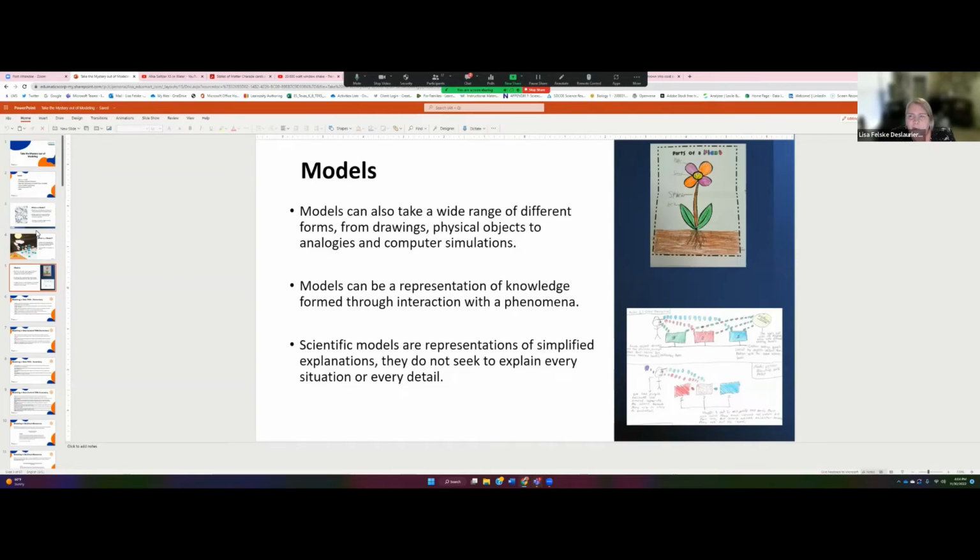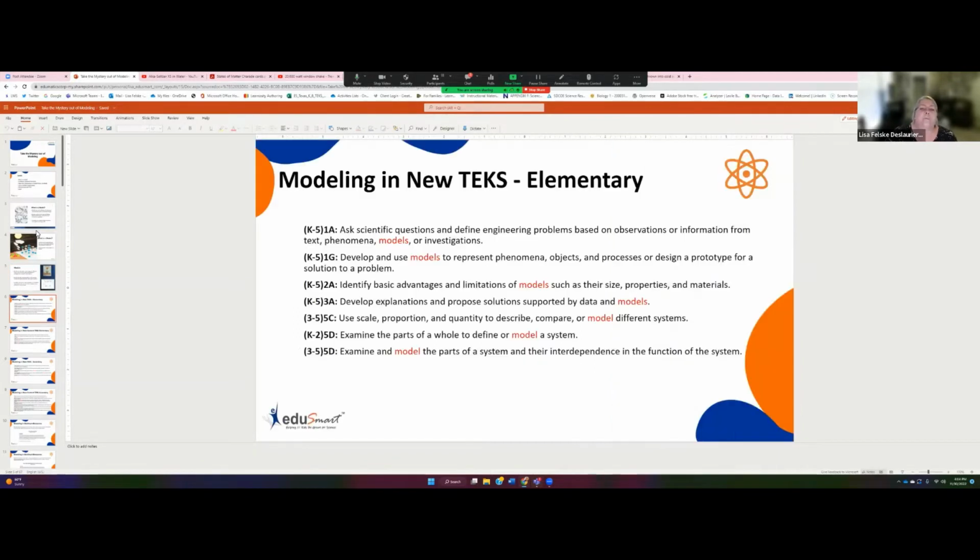So models can be very simple in elementary. This next one is about color perception. I know you can't read the words that are on here, but you can see the kids draw pictures and write explanations to explain the pictures. And what this is doing is making their thinking visible. So it's a simplified explanation. It doesn't need to explain every single detail, but it's just a way, again, to make thinking visible.